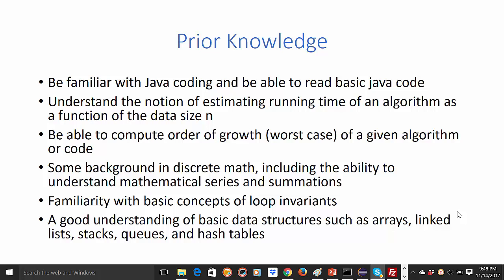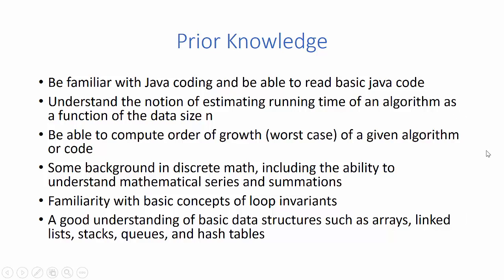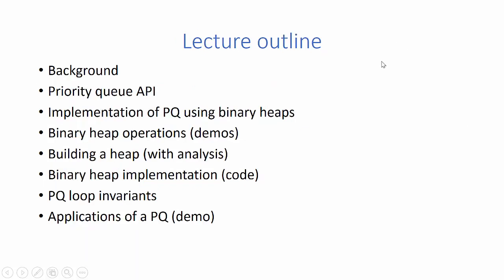Familiarity with the basic concepts of loop invariant. Also, know some of the basic data structures that we're going to be talking about here. So that's the prior knowledge, and the lecture outline will be: I will talk about the API for priority queues and the implementation of a priority queue using a binary heap.